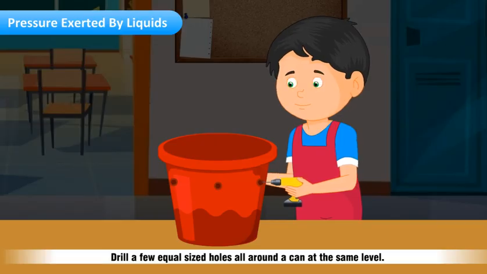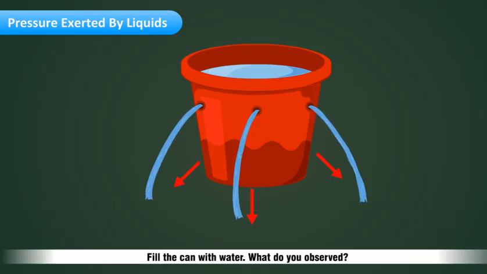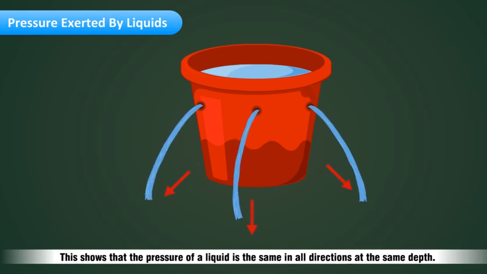Drill a few equal-sized holes all around a can at the same level. Fill the can with water. What do you observe? You will observe that the water rushing out of each hole is falling at the same distance from the wall of the can. This shows that the pressure of a liquid is the same in all directions at the same depth.